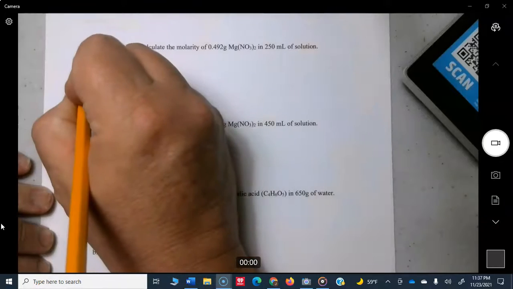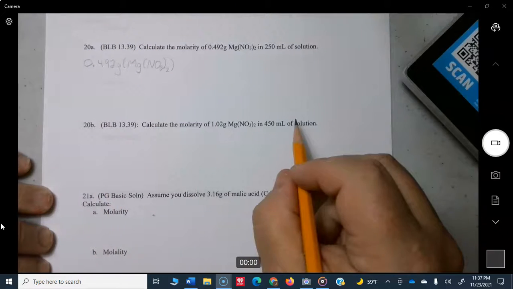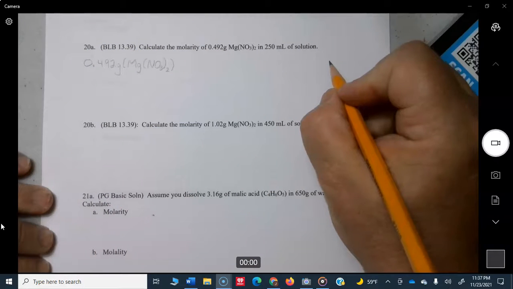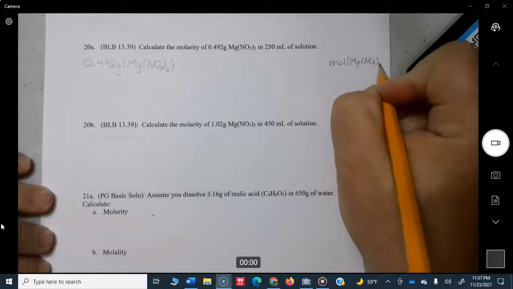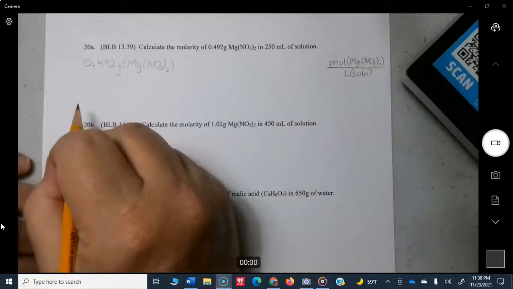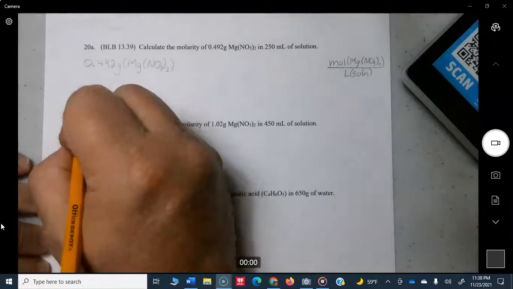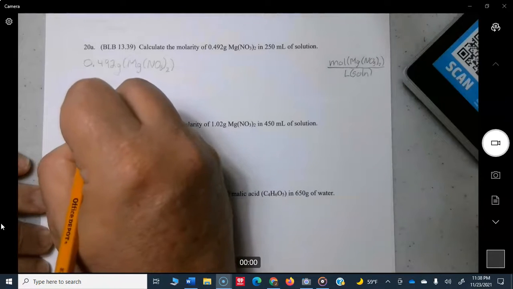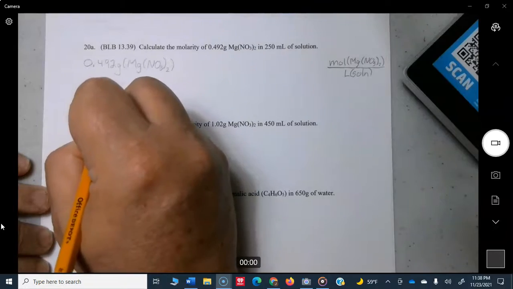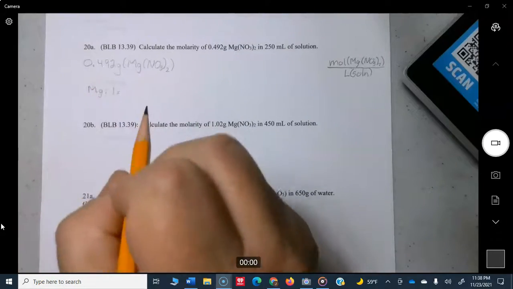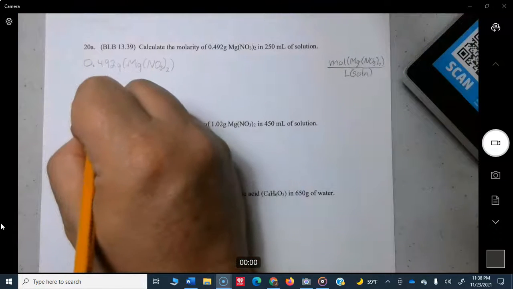So we're starting off here, right? And we're trying to get to molarity. So over here, we're going to put, okay, and we need to figure out the molar mass of magnesium nitrate. So (24.31). You have 2 nitrogen.